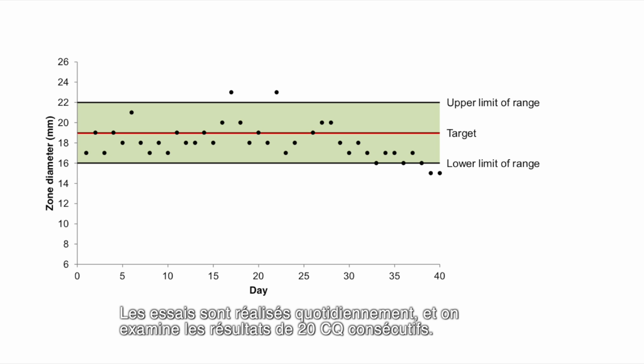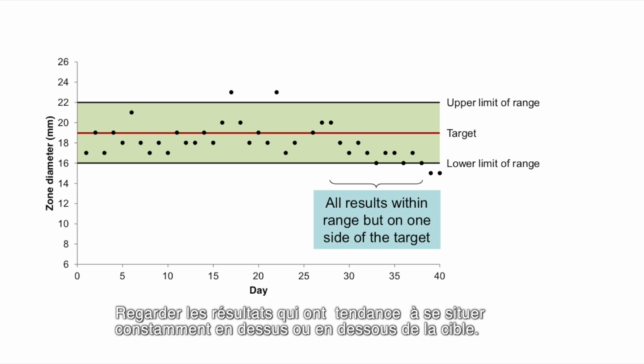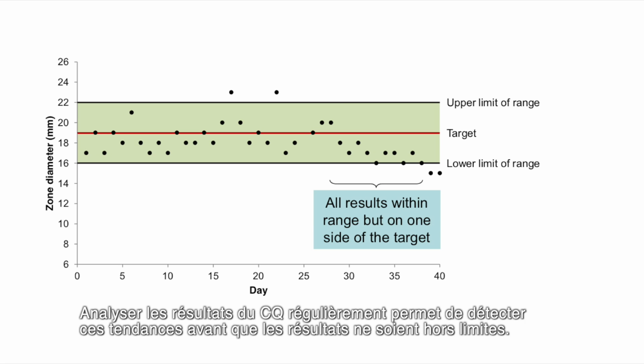Each day that tests are set up, examine the results of the last 20 consecutive quality control tests. Examine the results for trends and zones falling consistently above or below the target. Analyzing QC results over time will often pick up trends before the controls go out of range.